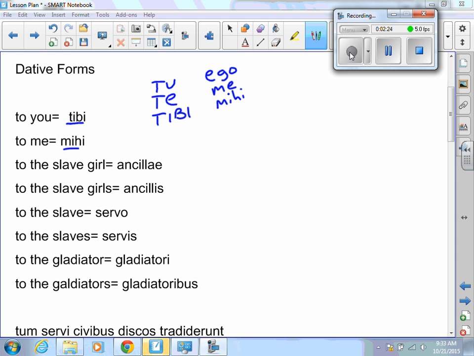Whenever I look at these words right here, I gave you one for the first declension, second declension, and third declension. It's very important that we know those endings for each one. If it's a first declension word like ancilla, the dative singular, to the slave girl, is AE. If it is plural, to the slave girls, it is IS. If it is second declension and I get a singular to the slave, I'm going to use the letter O. If it is second declension and plural, IS.